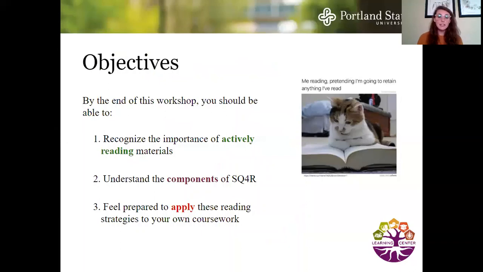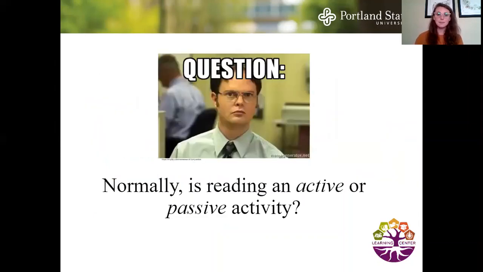So our objectives for today with SQ4R, by the end of this workshop, we're hoping you'll be able to recognize the importance of actively reading materials. You'll understand all of the components of our acronym SQ4R, and you'll feel prepared to apply these strategies to your own coursework. So starting off with a question here, normally, is reading an active or a passive activity?